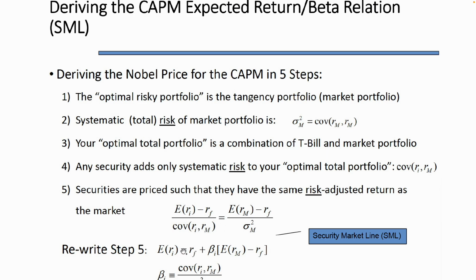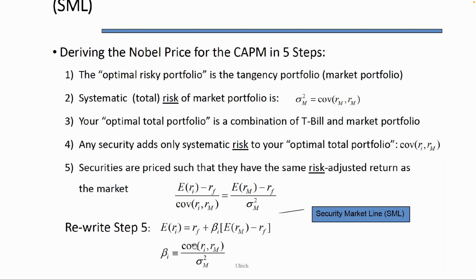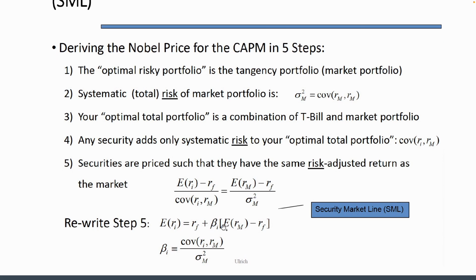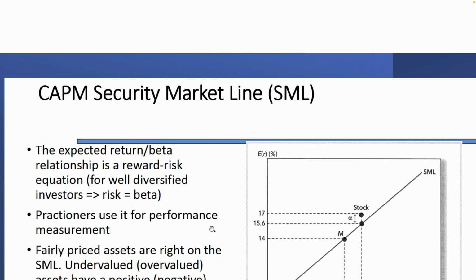And if you now rewrite that, you see that in equilibrium, Sharpe did derive that, Sharpe, Lintner, and others, that the expected return of asset i, I'm just solving here, equals the risk-free rate plus the beta, which is defined to be covariance over variance, times the market risk premium.